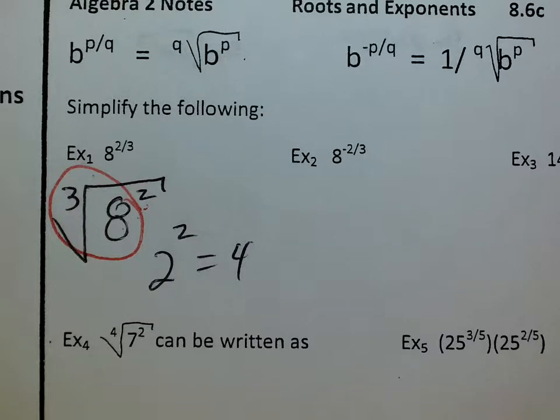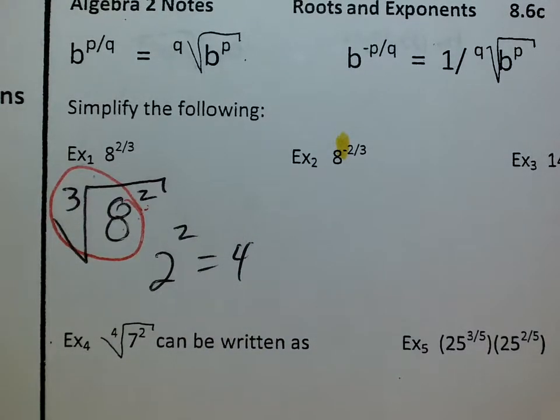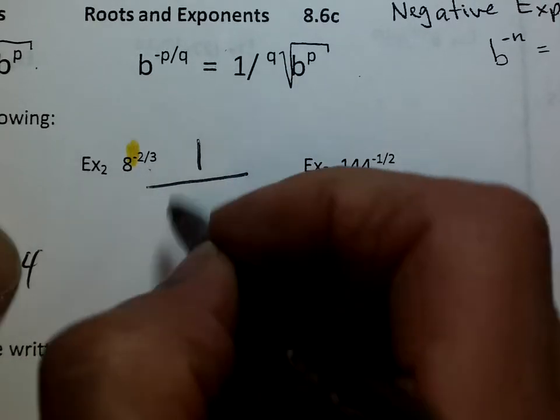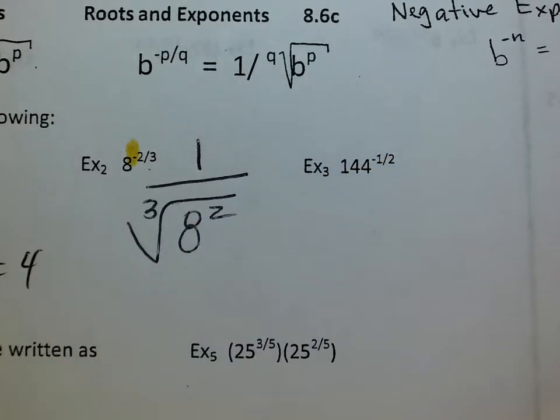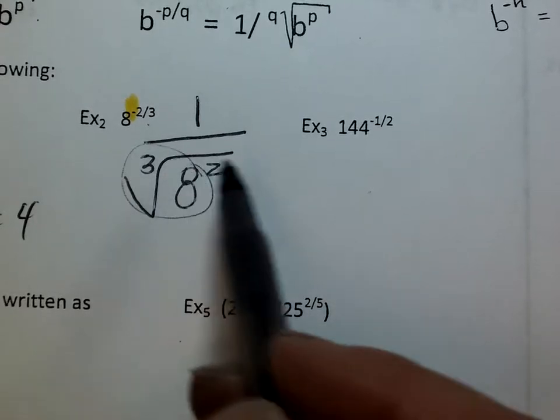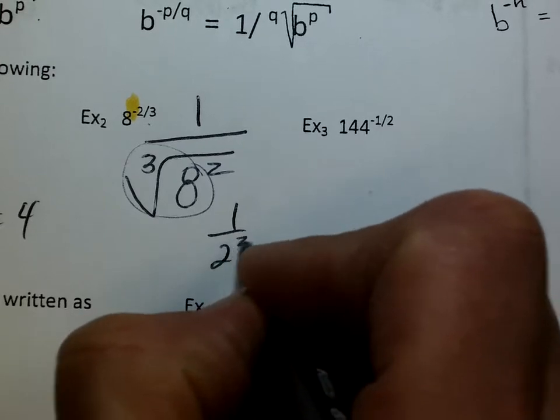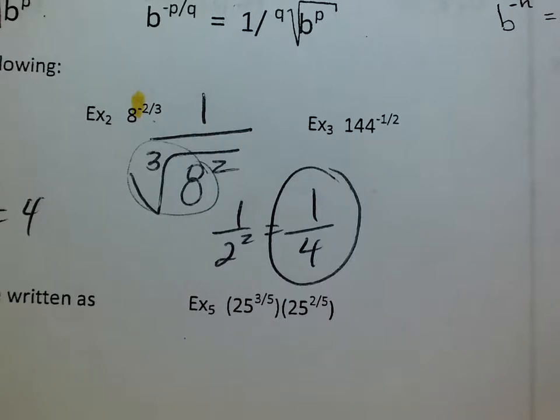All right, example 2. The only difference in example 2 is the negative. We have to be careful of the negative. We've got a negative exponent, so I'm going to make it 1 over. Before I do anything, it's going to be 1 over the cube root of 8 squared, okay? All right, again, same problem. I know the cube root of 8 is 2, because 2 times 2 times 2 is 8. So I've got 1 over 2 squared, which is 1/4, okay?